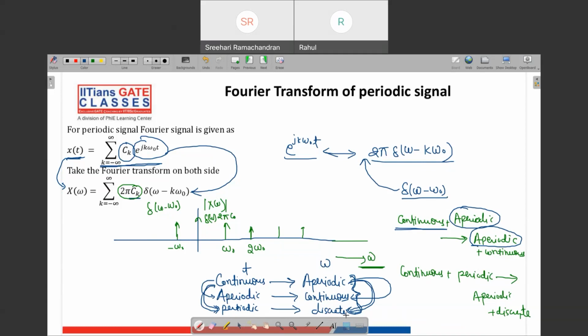One doubt, sir. Yeah. How can it be aperiodic? Because at equal intervals of omega naught, that means equal intervals of time... No, can you repeat? I didn't get your point. How can the signal be aperiodic, seeing the figure, if it's equally distributed with omega naught?